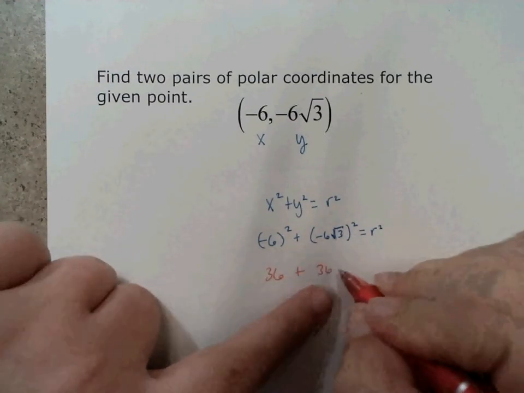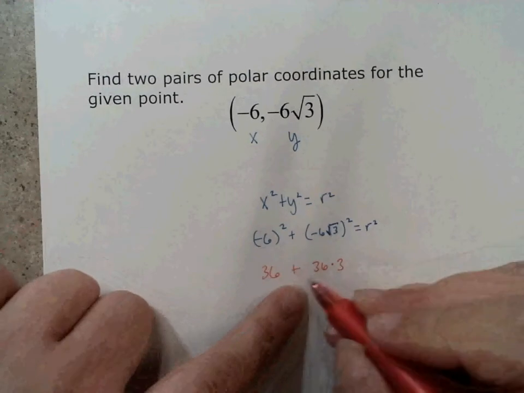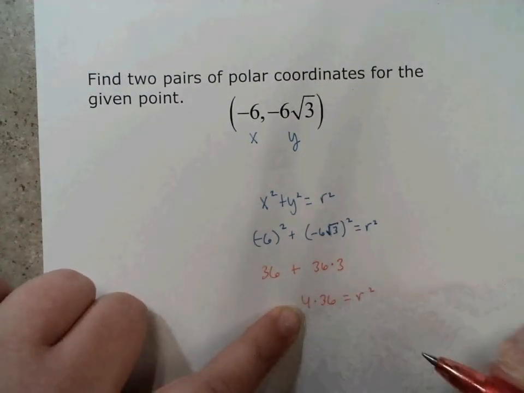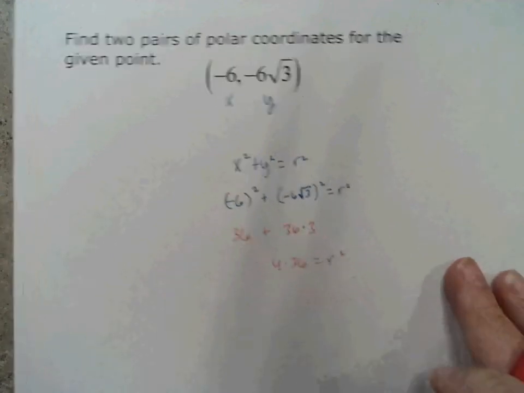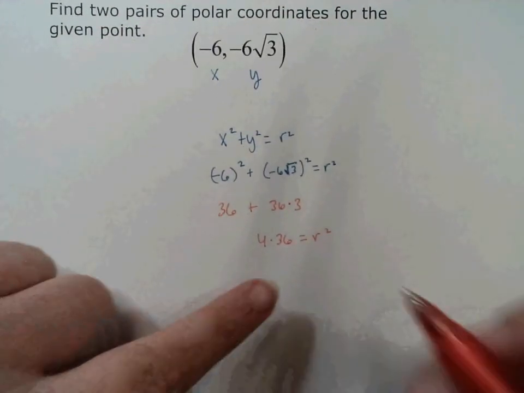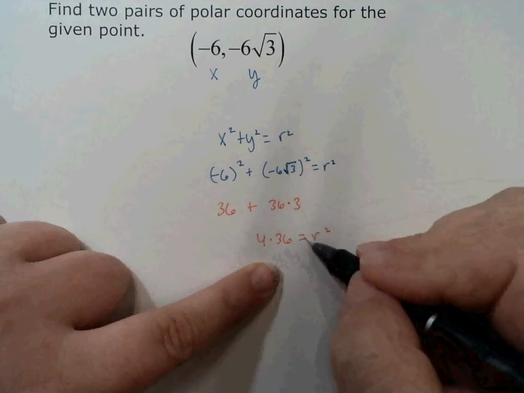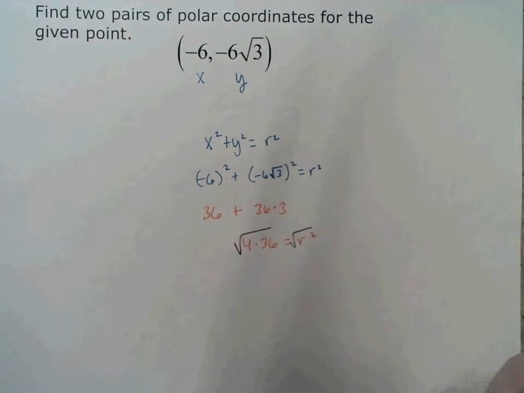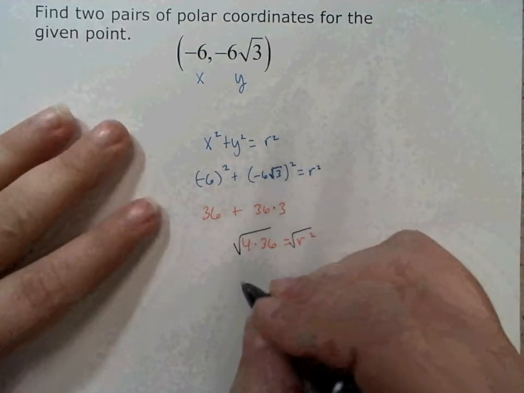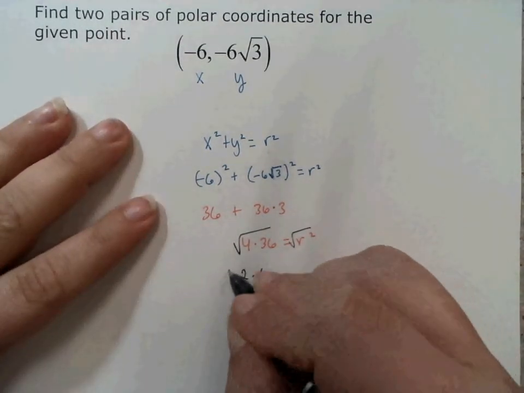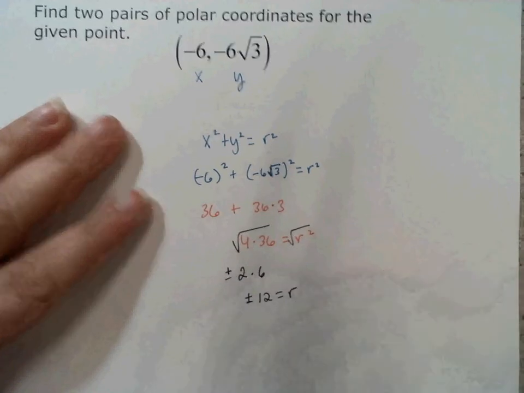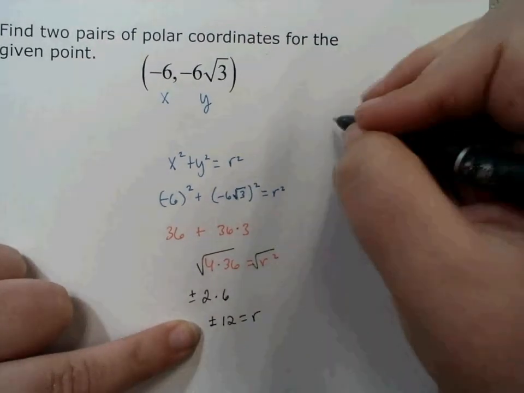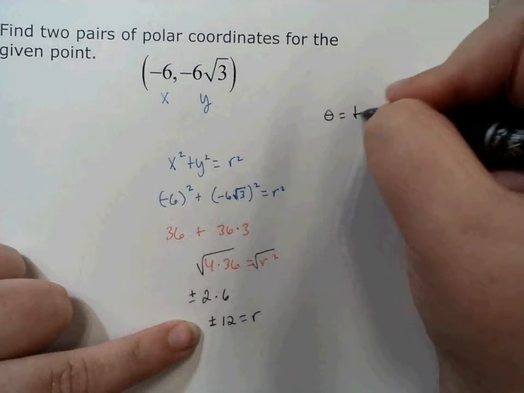Negative 6 squared is 36. Negative 6 squared is 36 times the square root of 3 squared, which is 3. So 36 plus 3 36s is 4 36s. Now, the last time it helped because the 4 and the 4 in the denominator simplified out. Here it helps because when I take the square root, I can take the square root of 4 and the square root of 36 instead of 4 times 36, although 4 times 36 is just 144. So 2 times 6, plus or minus 12. Okay? So I've got a radius of either positive or negative 12.